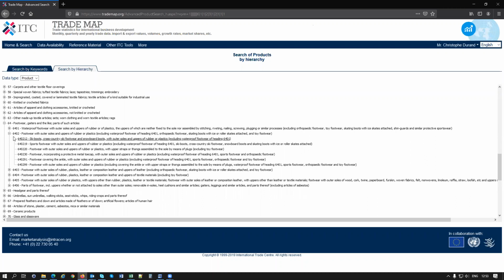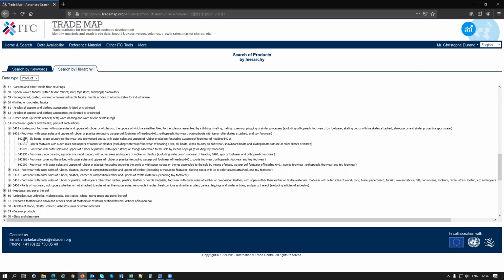I see that, okay, I have my different shoes with plastic or rubber. And here I have ski boots and sports footwear and then other things, right? So this is actually where I do have my breakdown that I'm looking for, right? So once again, always keep in mind that selecting your product is about what it is made of, not what the use of it is.